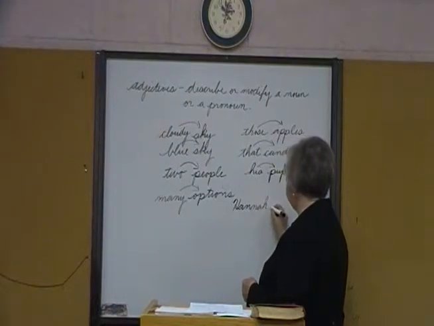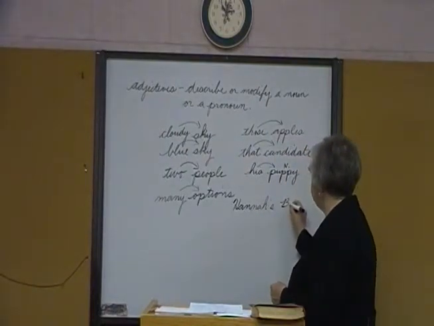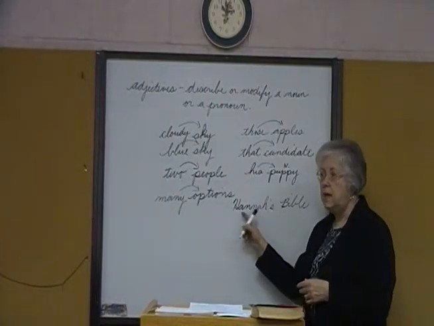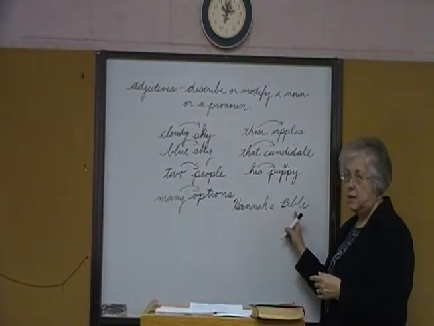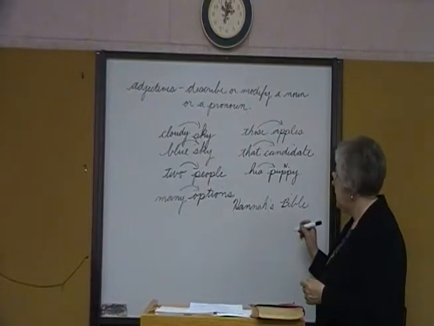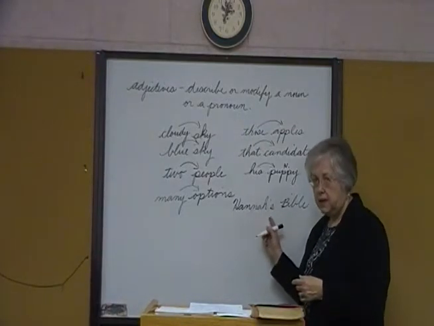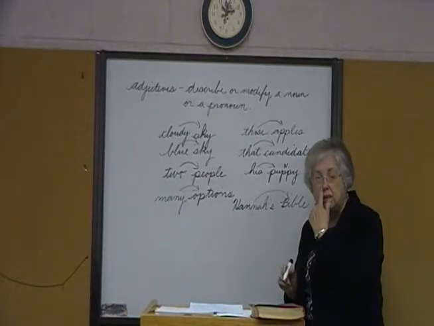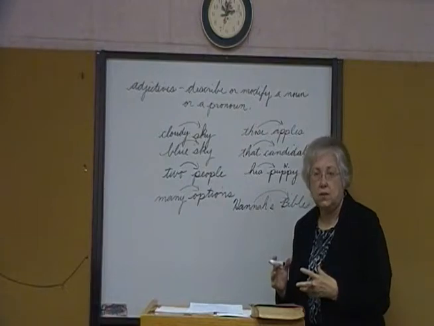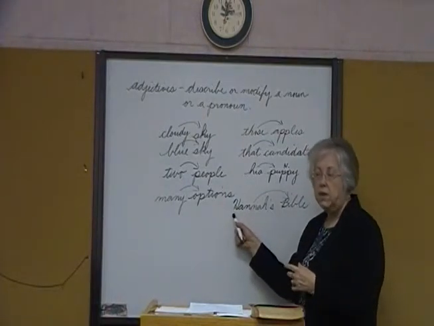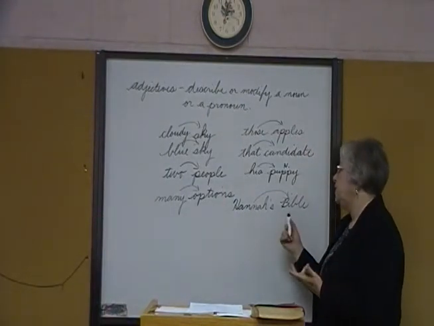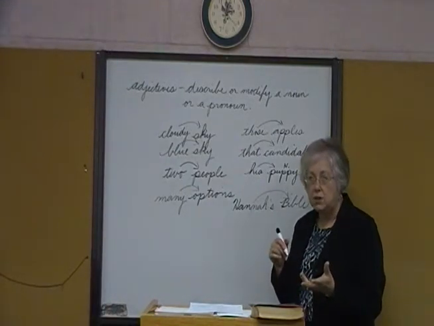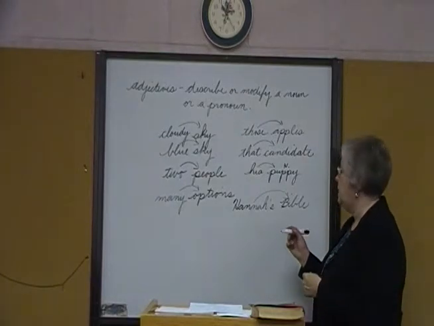Let's take a look at Hannah's Bible. In a sense, Hannah's is a girl's name, it's a noun. Bible is a noun. Both of those are proper nouns. But notice it's possessive. It has an apostrophe S. In this example, Hannah's is being used as an adjective, a proper adjective, because it has a capital letter and it's being used as an adjective, so we call that a proper adjective. You can make proper adjectives from proper nouns, and we'll look at that in a moment.